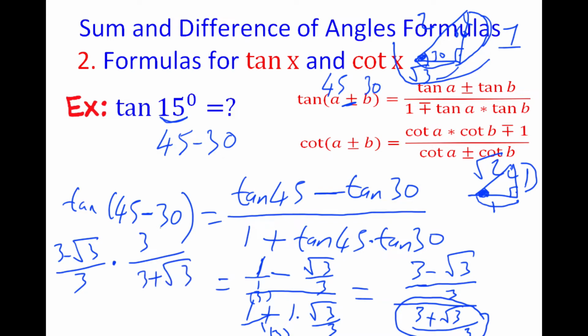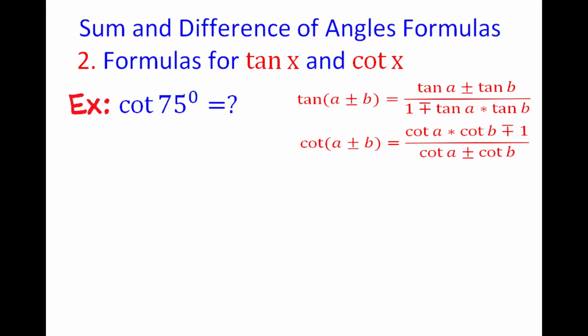In the next step, those will be gone. We're going to have 3 minus square root of 3 divided by 3 plus square root of 3, guys. And this is the final answer, guys, in this question. And in the next question, guys, we have cotangent 75 degree, and this is equal to what?